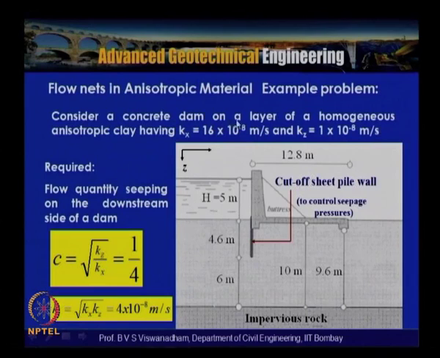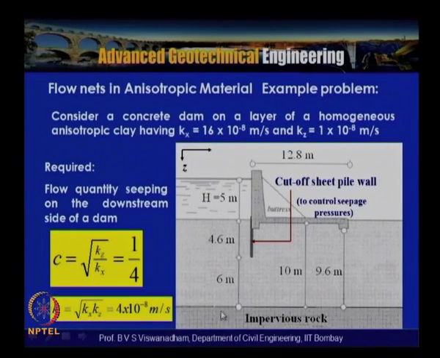Consider the concrete dam on a layer of homogeneous anisotropic clay having permeability 16 into 10 to the power of minus 8 meter per second in the horizontal direction, and kz is 1 into 10 to the power of minus 8 meter per second in the vertical direction. So the permeability of this clay is 16 times more in the horizontal than the vertical direction. This could be a normally consolidated clay, and the flow quantity seeping on the downstream side of the dam is required. The flow takes place in this direction, and this is the impervious rock stratum.